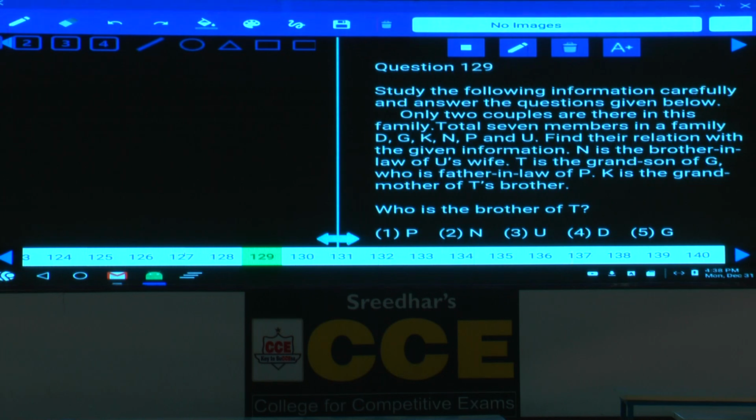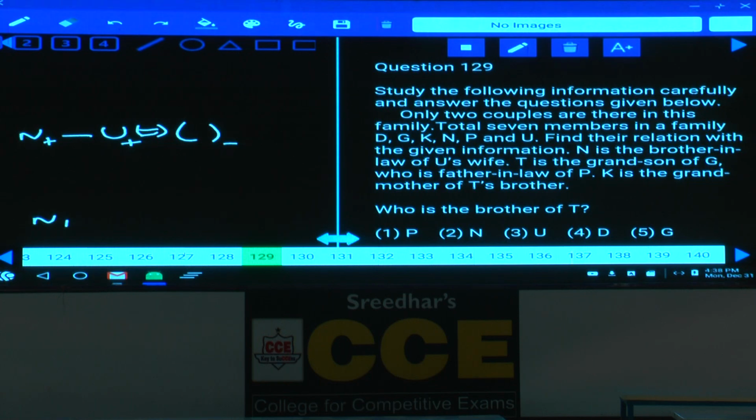N is the brother-in-law of U's wife. Now U is here. U is having a wife, which means U is a male, and U's wife's brother-in-law. Brother-in-law means, this is one possibility wherein the brother-in-law is this person's spouse's brother. That means U's brother can be N. And what is the other possibility here?